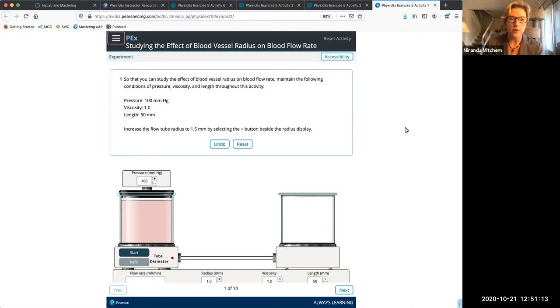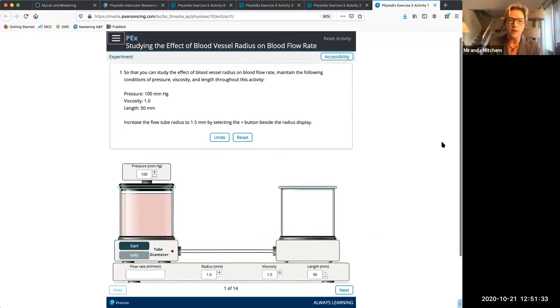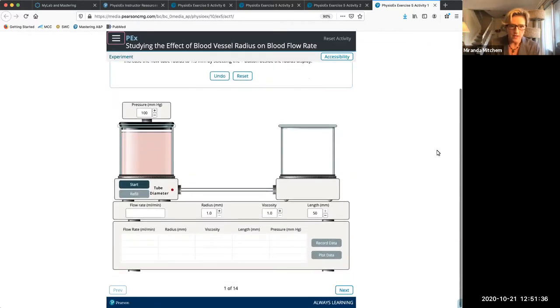All right, so we're first going to look at the effect of the radius of the blood vessel on the blood flow. We're going to keep constant in these experiments the pressure at 100 millimeters of mercury, the viscosity, so the thickness of the blood, and also the length of the vessel, the fake vessel we're looking at. So those are held constant. Our setup is that we have basically 2 tanks, a dispensing tank of blood. Here's our blood vessel, and then a receiving tank. And of course, we can manipulate different variables in this.